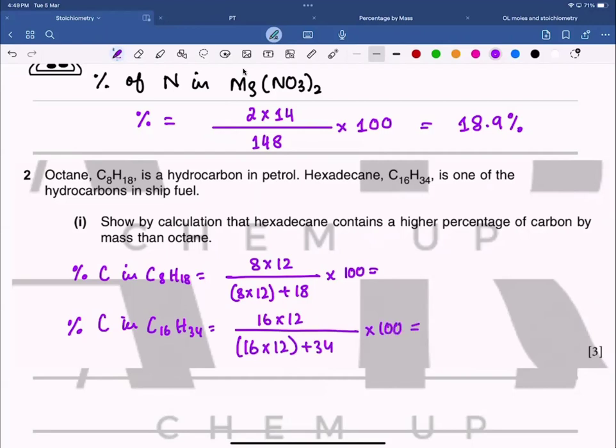So what percentage are we getting? 84.2 and 88.8, 84. Sir, 85.7. Here you will get 84.9, not 85.7, check again. So we have shown that C16H34 has a greater percentage. Is this clear?